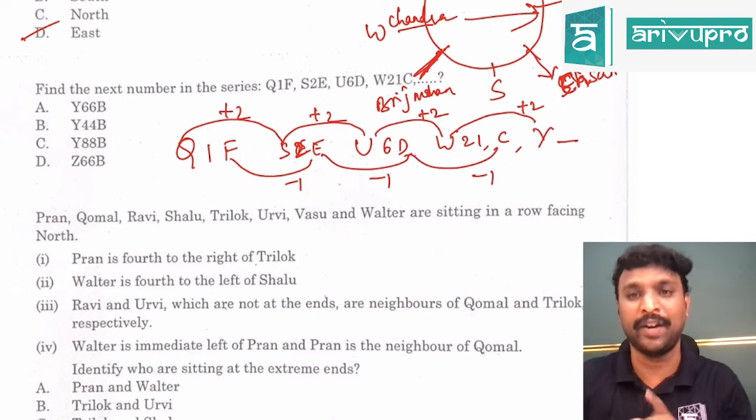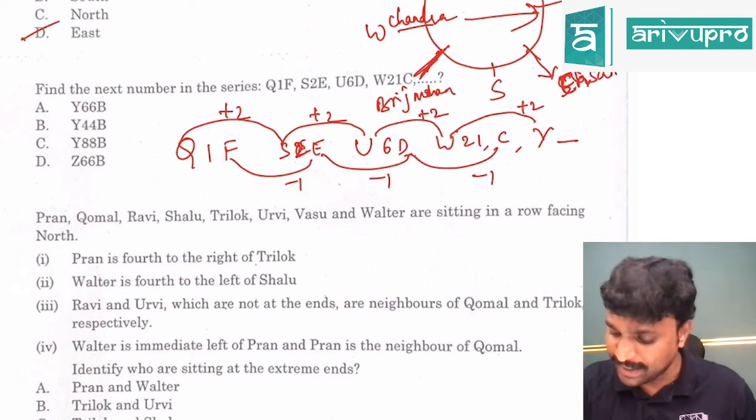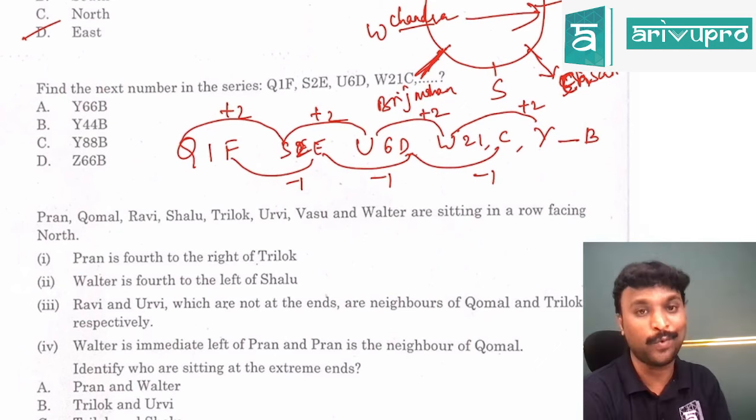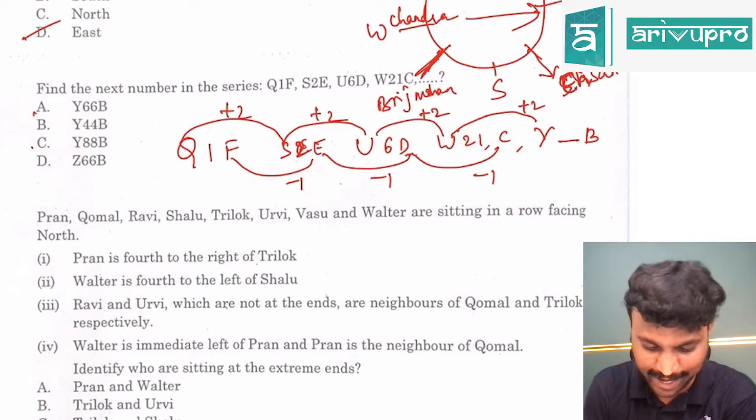So forget about the middle one, we will see it later. And C minus 1 is B. Guys, Y, B are there in 2 options. Option A and option C.